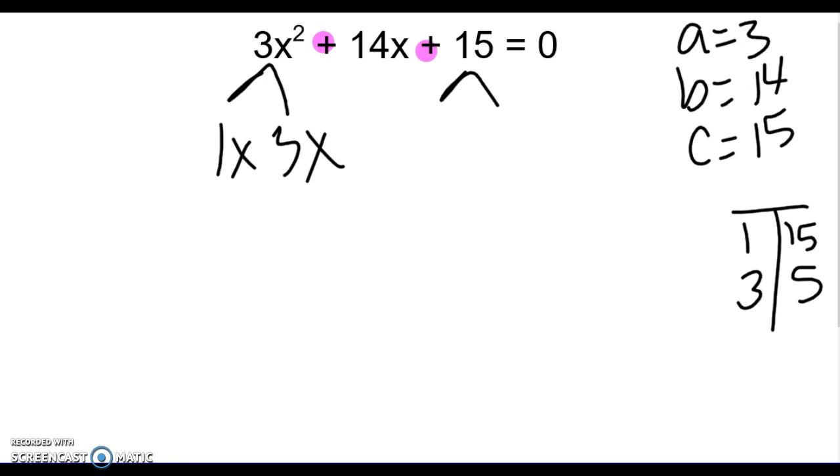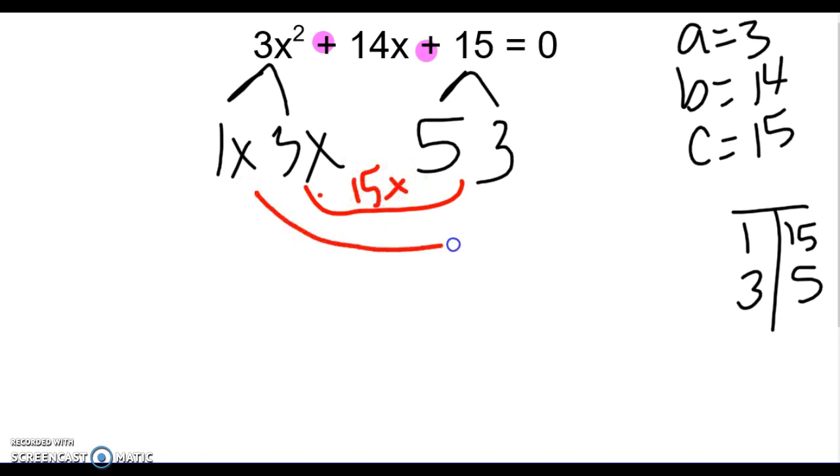Are 1 and 15 going to work? No. How about 5 and 3? Let's see if that works. 3x times 5 is 15x. And 1x times 3 is 3x. Does that give me 14? Darn it.